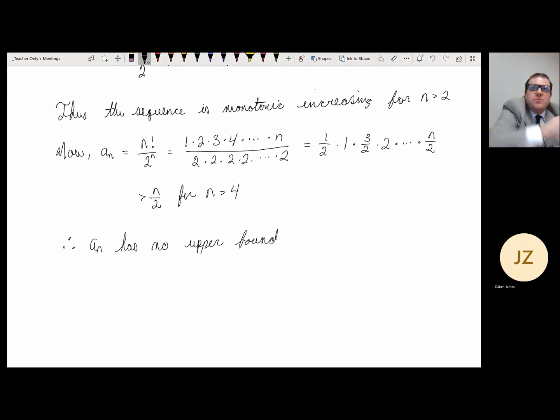Oh, just the fact that n is some integer, right? So obviously n over 2 keeps getting larger as n gets larger, right? Again, for n greater than 4, which means that my term will always be larger than that, but this is increasing without bound. So we have a term that's larger than a term that's increasing without bound. So it has no upper bound. So it's increasing with no upper bound. Hence, it has to diverge.